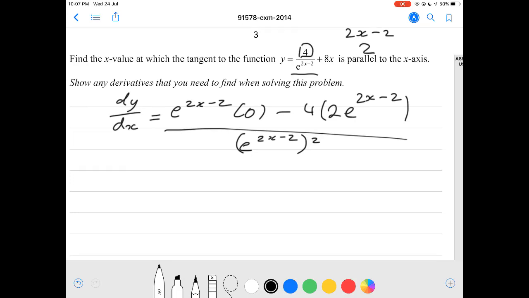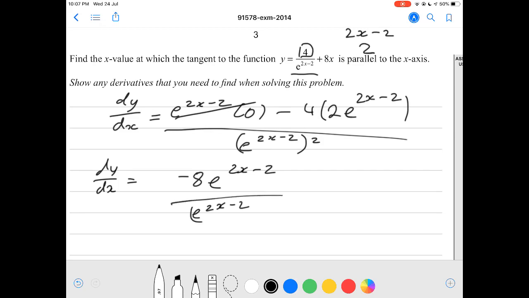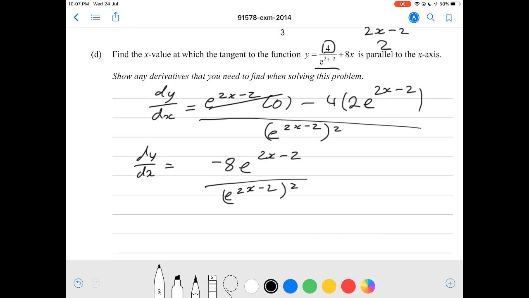So anything multiplied by 0 is still 0, so we can just get rid of that. So all we have here is dy over dx equals negative 4 times 2, which simplifies to negative 8e to the power of 2x minus 2 divided by e to the power of 2x minus 2 whole squared. Okay, since it's parallel to the x-axis, like I said before, that means the gradient is 0. So simply we're going to substitute the gradient equals 0. So 0 equals negative 8e to the power of 2x minus 2 divided by e to the power of 2x minus 2 whole squared.